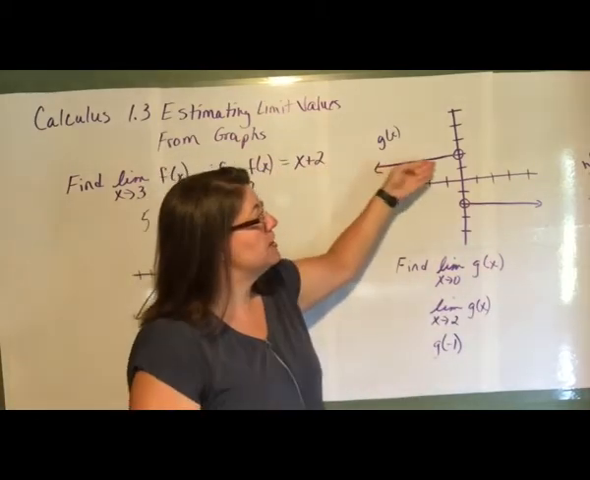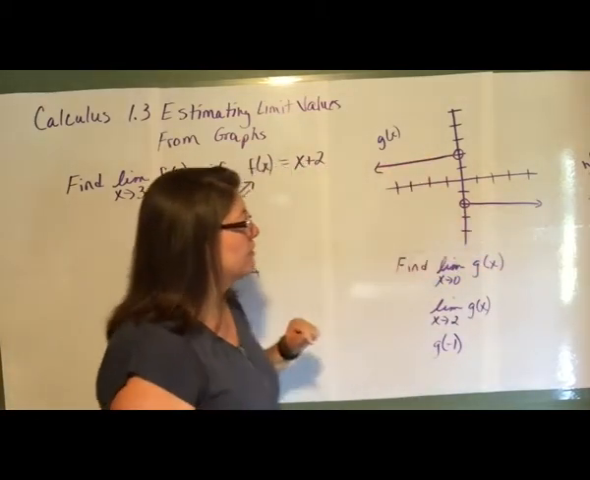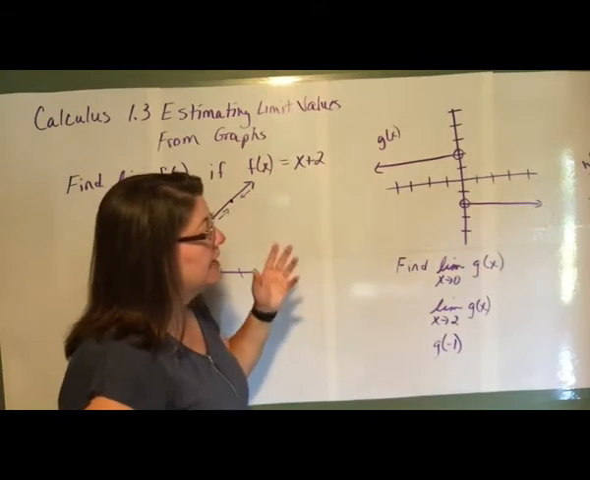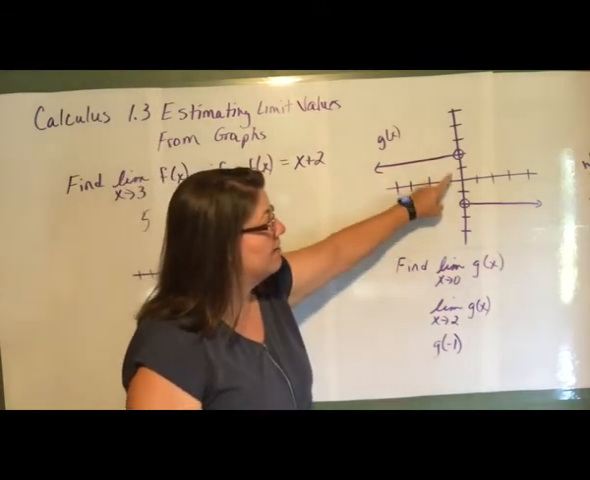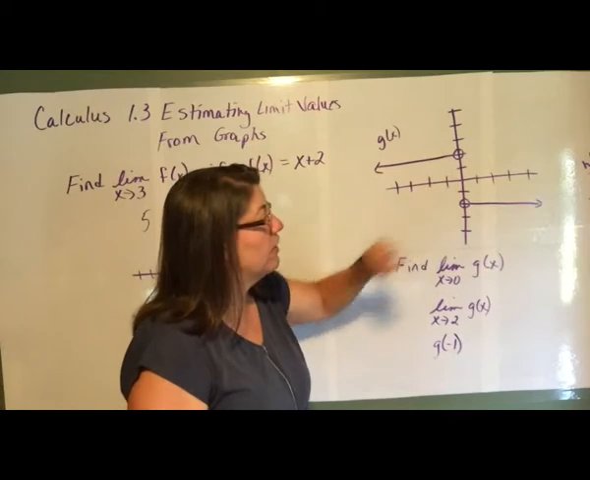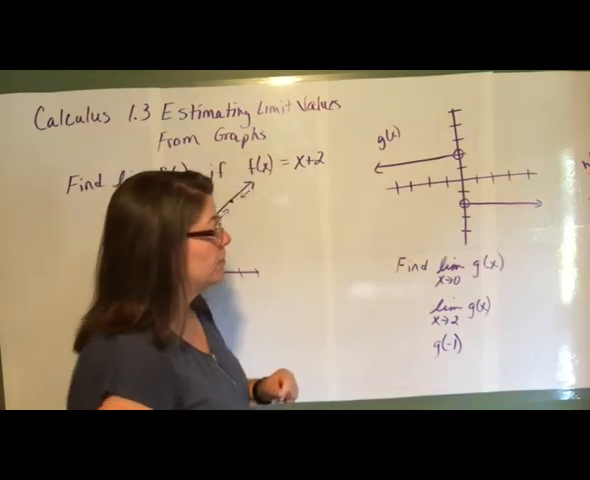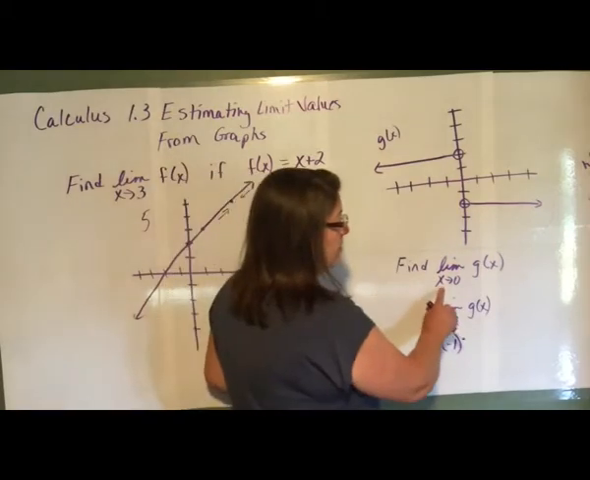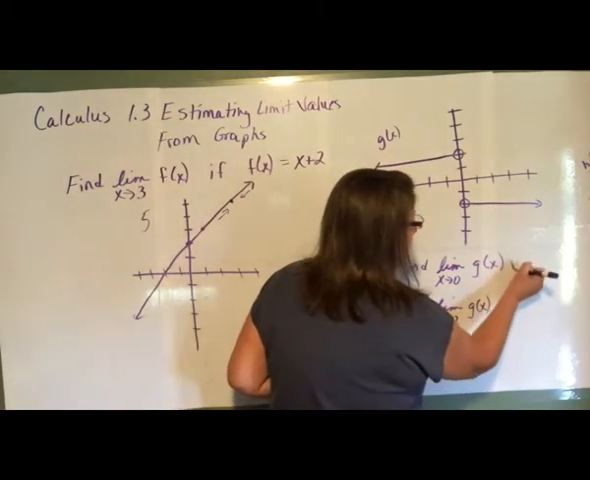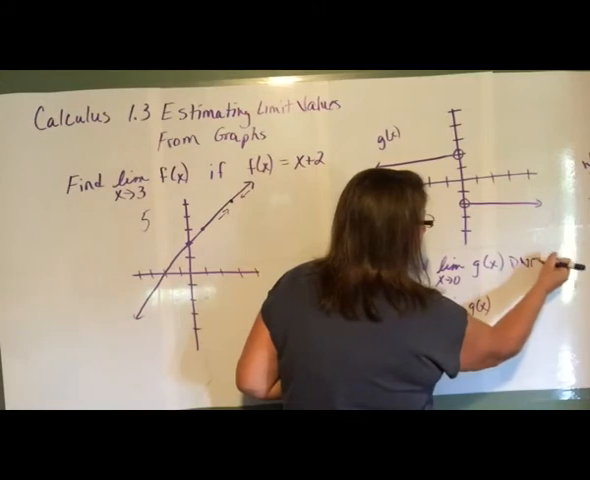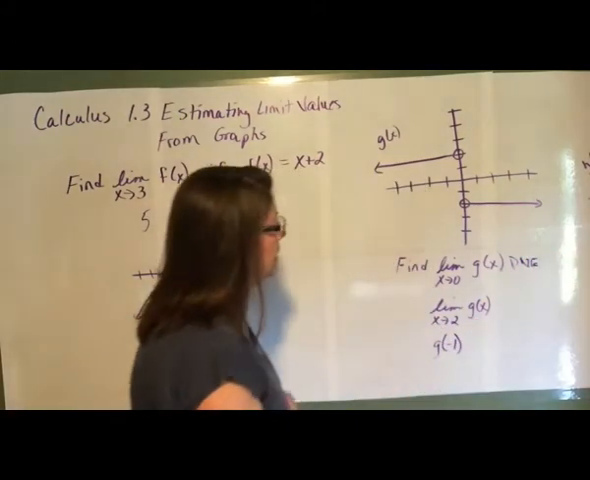It's approaching something different from the left as it is from the right. So we cannot say that as x approaches 0 that the limit exists, because it's approaching something different from both sides. So the limit as x approaches 0 of g of x does not exist. Okay? Now look at this one.